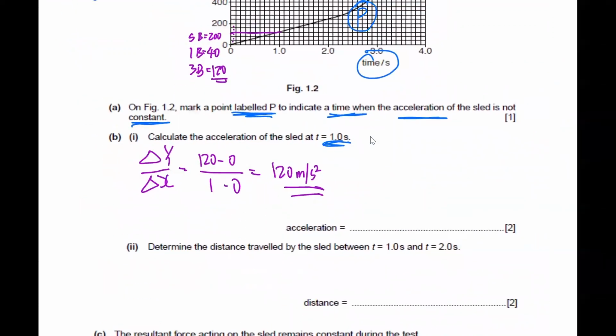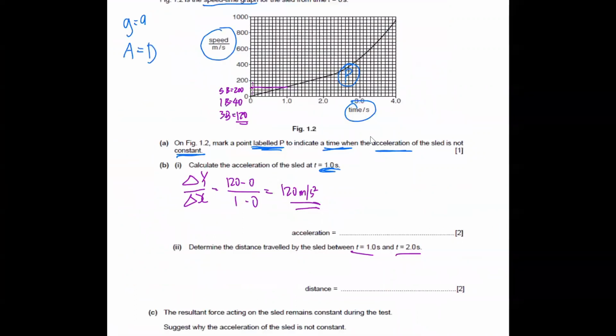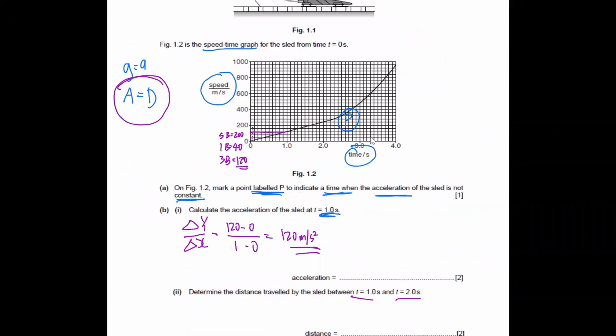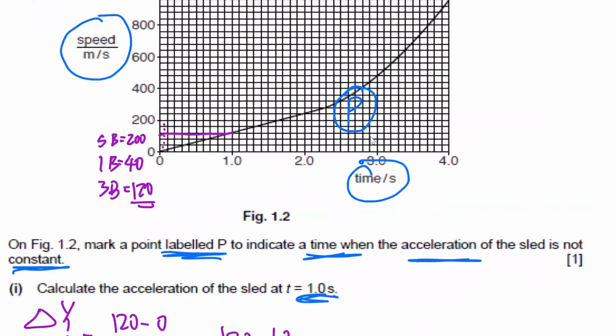Then they ask me to find the distance traveled from 1 to 2. Distance again. I've already established that the distance is the area under the graph from 1 to 2. Here is 1, here is 2, so I want to find the area here. There are multiple ways you could do this. What Olivia did was something really interesting. She found this triangle area, which is half times base times height, then subtracted this triangle area, which is also half times base times height. Then you can find it.